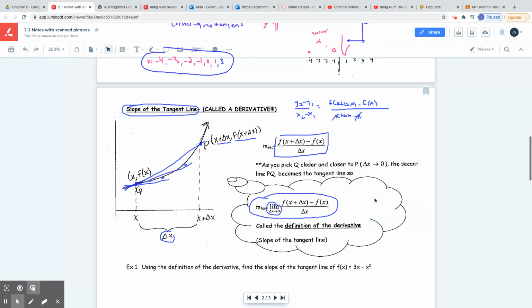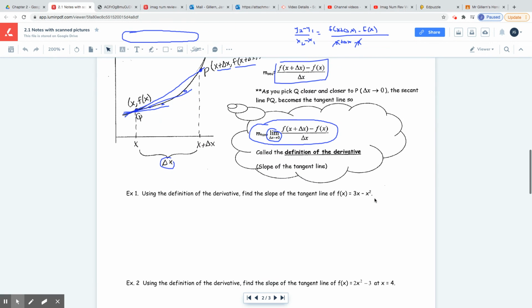All right, so what we're going to do is use the definition of the derivative to find the slope of the tangent line of f of x equals 3x plus x squared. I'll write out the definition. It's the limit as delta x approaches 0 of f of x plus delta x minus f of x, all over delta x.